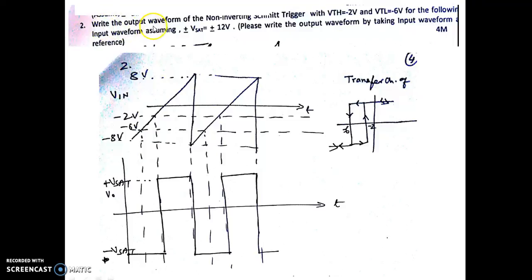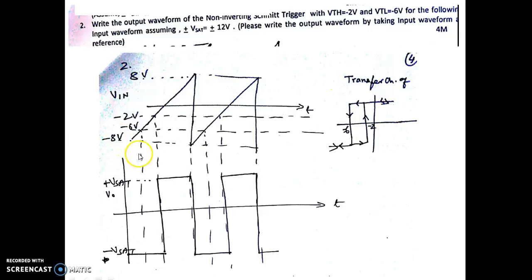Here, write the output waveform for a non-inverting Schmitt trigger with VTH equal to minus 2 volt and VTL equal to minus 6 volts for the following input waveform, which is a sawtooth waveform. The input amplitude is given as minus 8 and plus 8. Please write the output waveform by taking the input waveform as reference. So we have taken the input waveform as a reference. Here you can see it starts from minus 8 going till 8, and it falls quickly and then again goes up.